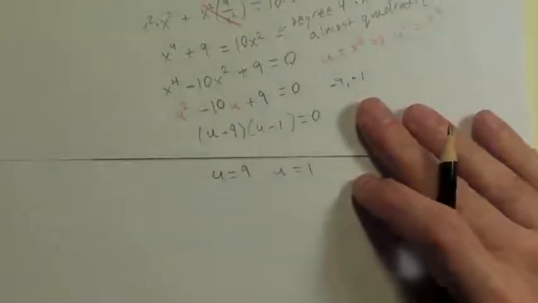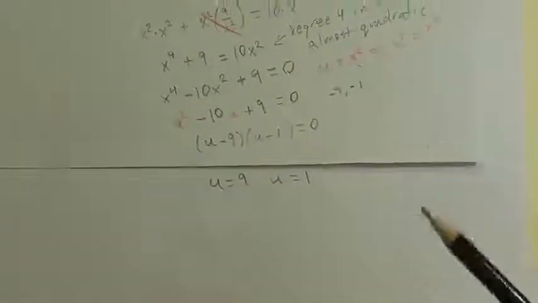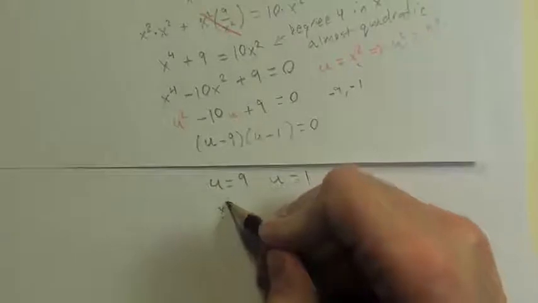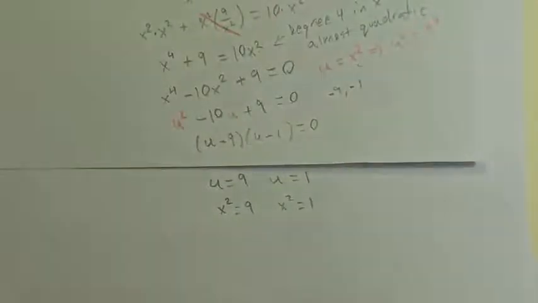Okay? Well, we weren't solving for u. We were solving for x, and u is equal to x squared. So we just put those things back in. We get x squared is equal to 9, and x squared is equal to 1. And this seems kind of involved. We're actually utilizing a lot of tricks that we've learned in this class so far.